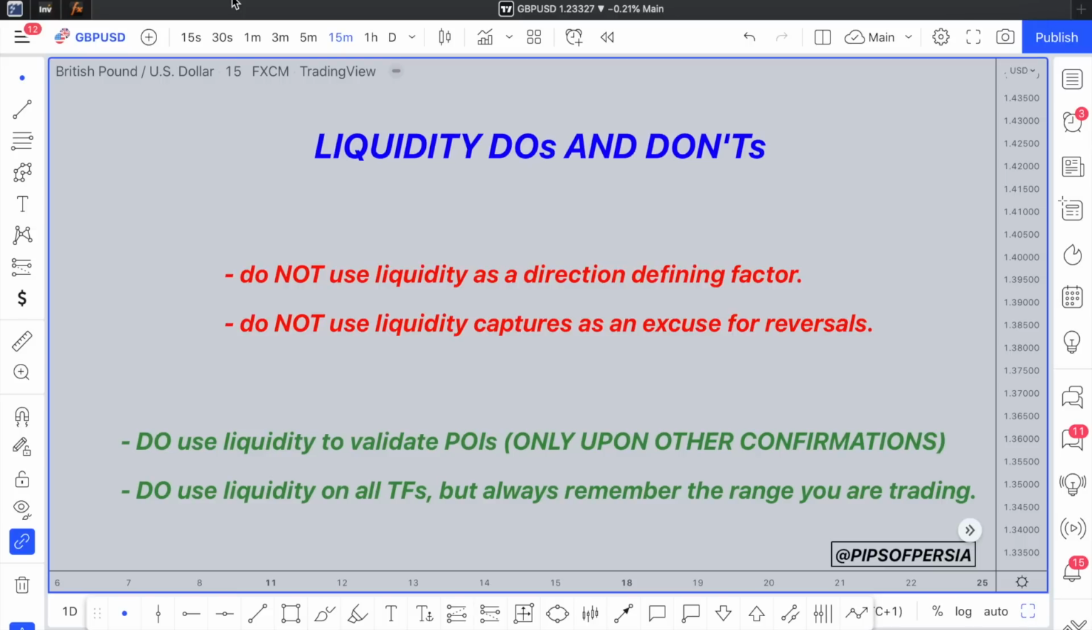But having said that, a lot of the times we do use liquidity to validate points of interest that we want to trade based on, and do use liquidity on all time frames. Remember, markets are fractal, so whether you're on the second base time frames or the weekly time frames, liquidity is something that can be used on all time frames. But just remember the range that you are trading. So don't all of a sudden identify a 1 minute liquidity and then try and trade that to the daily zones. It doesn't work like that.